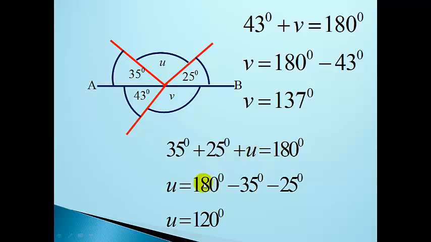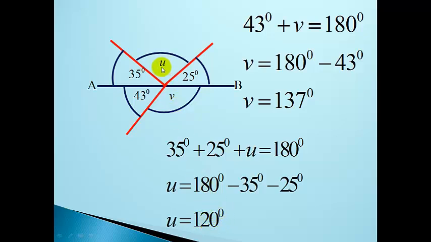Now because we are solving for U, we have to group all the angles on the right hand side. And so 35 degrees on the left hand side becomes minus 35 degrees on the right hand side. And 25 degrees on the left hand side also becomes minus 25 degrees on the right hand side. Now U is equal to 180 degrees minus 35 degrees minus 25 degrees. And the value of U is equal to 120 degrees.